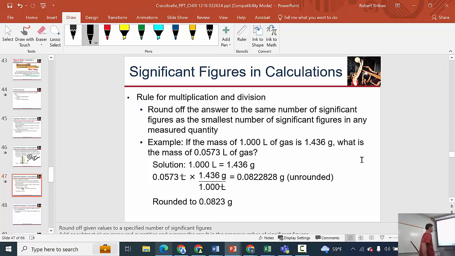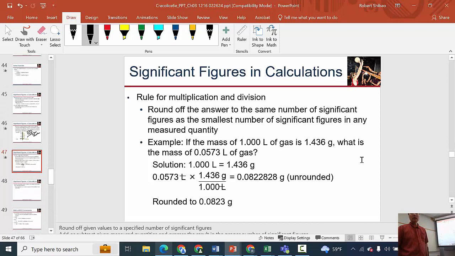And the little bit of more information is they measured the volume of the gas at 1.000 liters, so that's uncertain. And then they measured the weight of the gas, 1.436 grams. And so that relationship came from measurements. They got the ratio. And so this is a conversion. 1 liter is equivalent to 1.436 grams, that's intensive. 0.0573 liters, that's extensive. So we start the problem with extensive quantity here. And then maybe round it to liters 4, or 3?